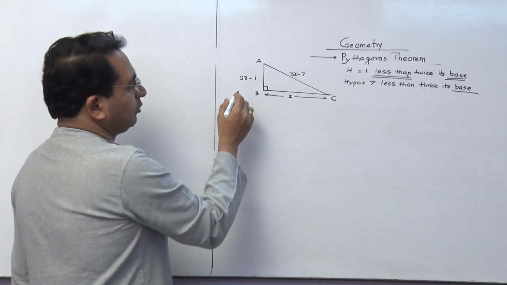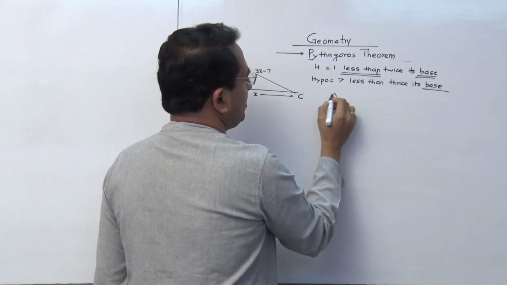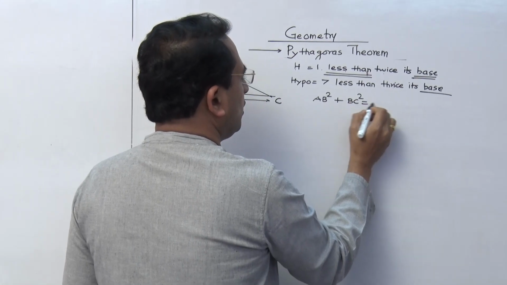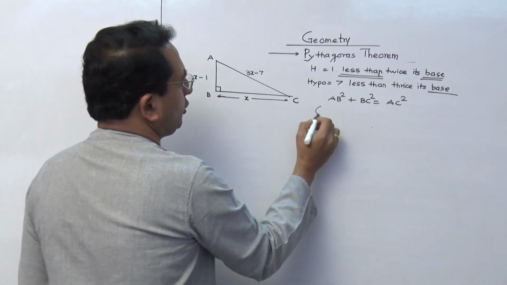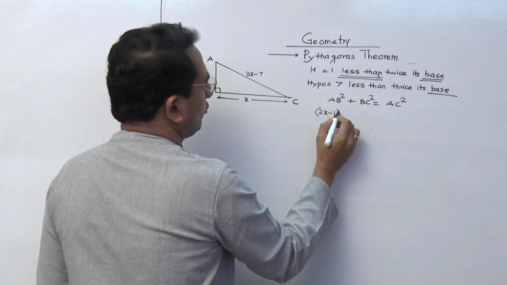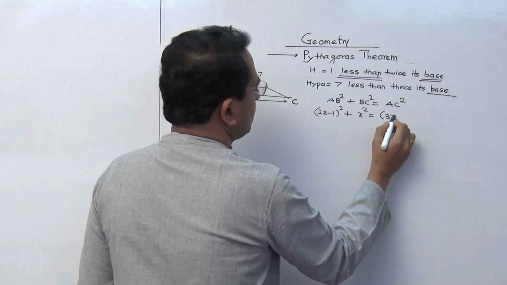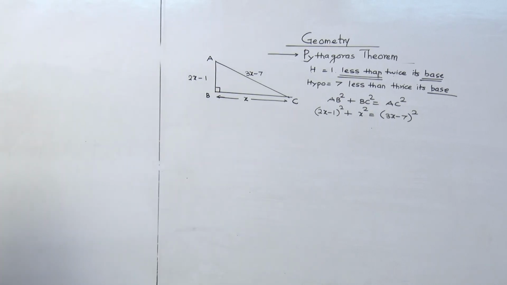Now, can you write down Pythagoras theorem based on this? That is going to be AB square plus BC square is equal to AC square. Now AB square means we have to write (2x minus 1) whole square plus x square is equal to (3x minus 7) the whole square. Is that clear to you?